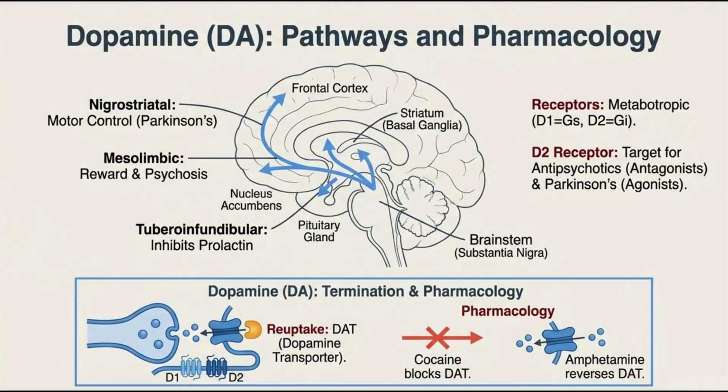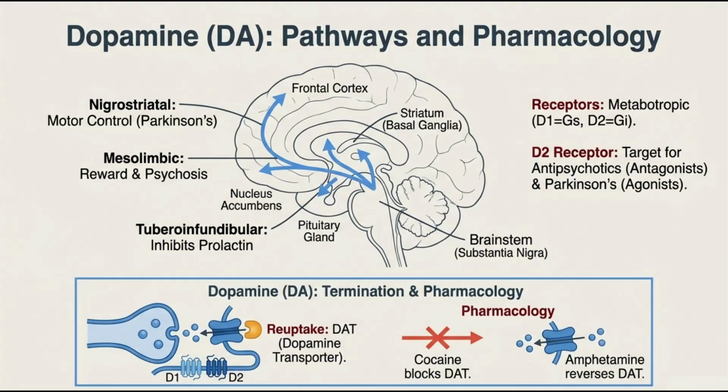The slide also mentions cocaine and amphetamine again here in the context of termination. Right. So dopamine is normally cleared from the synapse by the dopamine transporter, or DAT. Cocaine is a straightforward reuptake inhibitor. It binds to DAT and physically blocks it. Dopamine builds up. But amphetamine is different, you said.